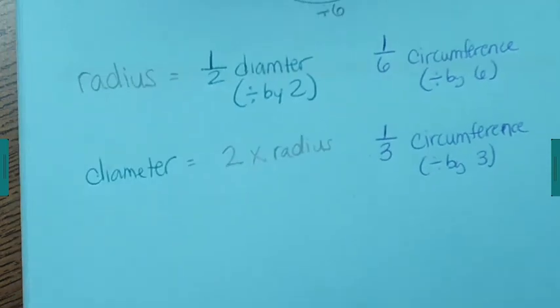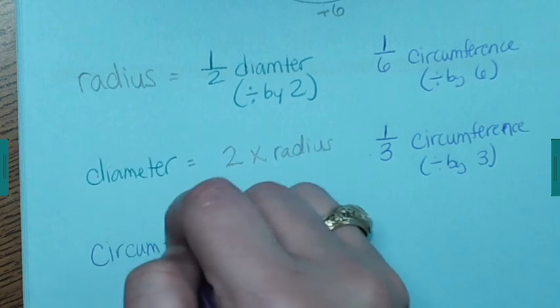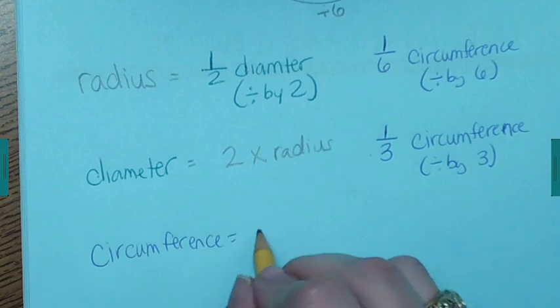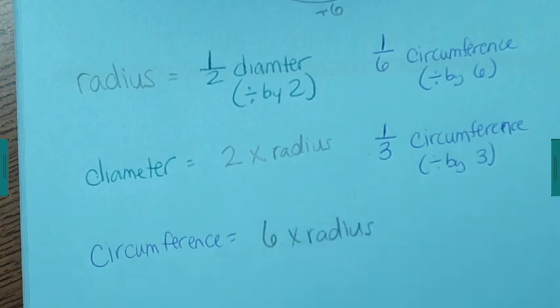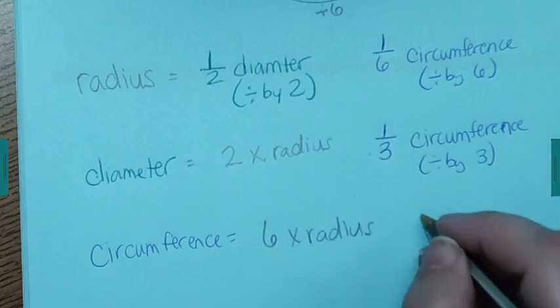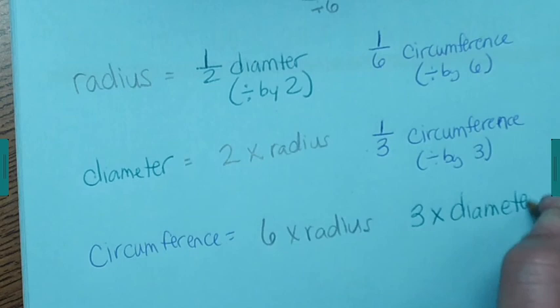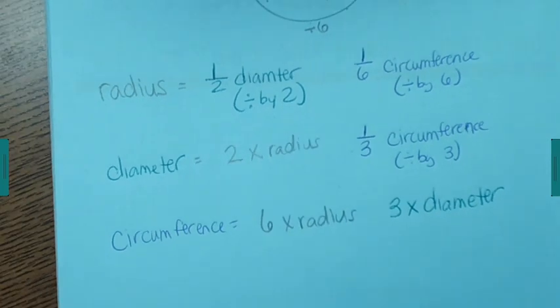And then circumference is the biggest one. Circumference is 6 times the radius and 3 times the diameter. Okay. Those are the relationships that we have talked about. Super important relationships that you have there at your disposal. You have your notes, so it should be easy to go back and look at them if you need.